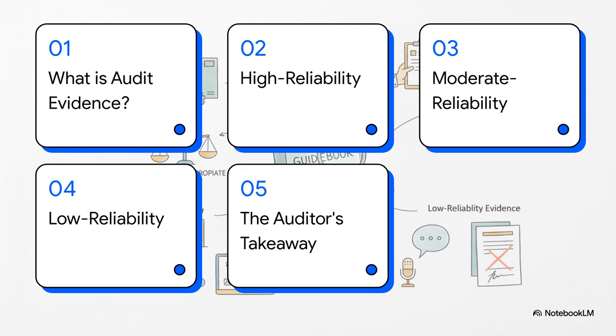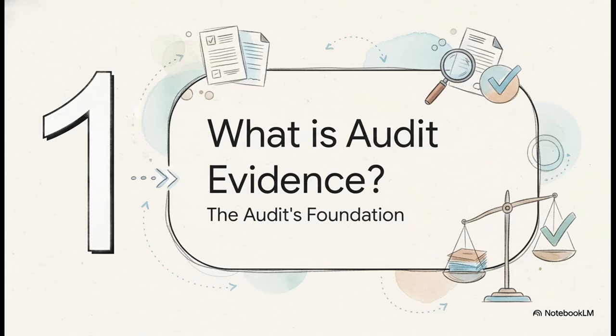First, we'll cover what audit evidence actually is. Then, we're going to jump into the different levels of reliability: high, moderate, and low. And finally, we'll pull it all together with the big takeaway. Let's do it. All right, first things first, what is audit evidence?